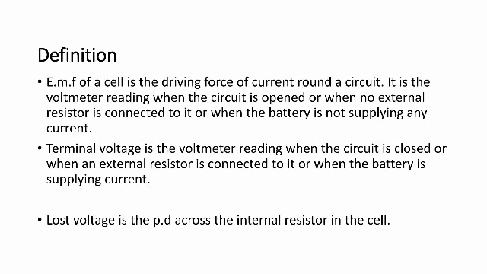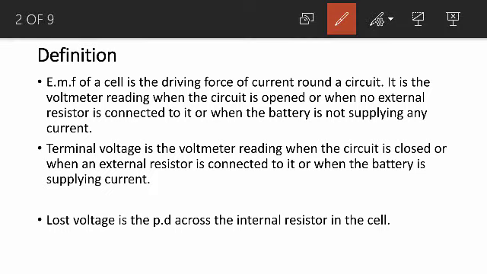Now we'll move right into the definition of terms. The EMF of a cell is the driving force of current around a circuit. The force that drives current around the circuit is called the electromotive force. The EMF, the full meaning is electromotive force. It is the voltmeter reading when the circuit is open, or when no external resistor is connected to it, or when the battery is not supplying any current. You can use it that way.